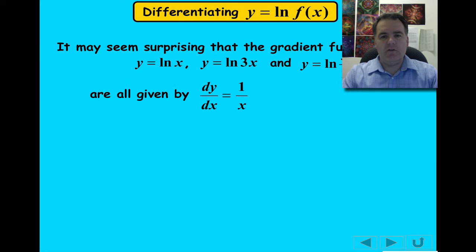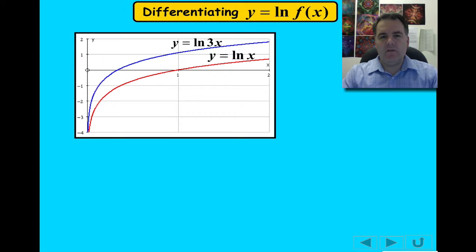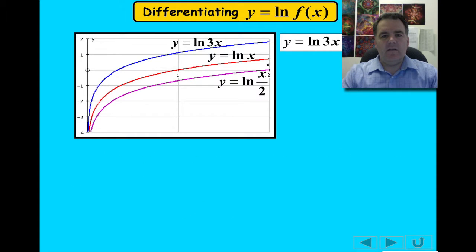So let's have a look at the graph of those. They're basically just translations of each other. So there's ln 3x, there's ln x, and there's ln x over 2. So they're just translations. If we take any particular x value you like, say x equals 1, the slope is actually the same at each different curve. That explains why the derivatives are all the same.